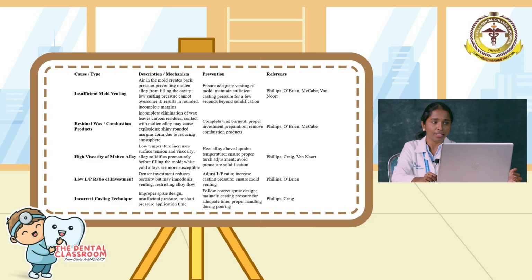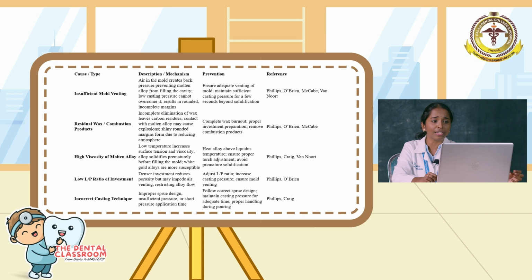Insufficient mold venting. This is mainly due to air in the mold creating a back pressure preventing the molten alloy from filling the cavity. Low casting pressure cannot overcome it. It results in rounded or incomplete margins. This can be prevented by ensuring adequate venting of the mold, maintaining sufficient casting pressure for a few seconds beyond the solidification.